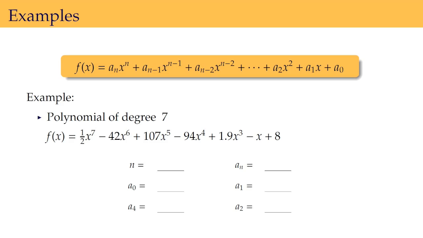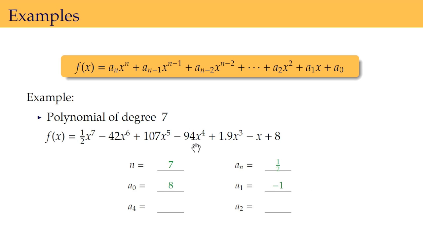So I'll assume that you have paused and unpaused now. N, again, is the degree. It's the highest exponent. In this case, that's 7. A sub n is the number in front of x to the 7th, so that is 1/2. A sub 0 is my last term without an x at all. That's 8. A sub 1, well, now if we look at this, there's not really a number explicitly written there. I've got minus x, but if I were to force a number to appear there, I could always write that as minus 1x, and so a sub 1 is negative 1.